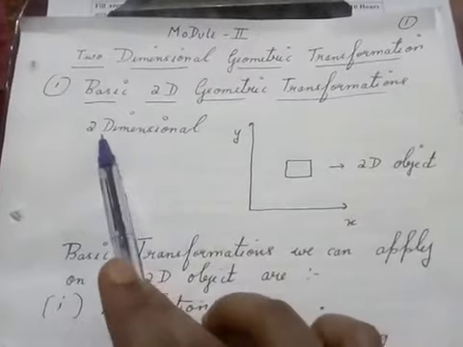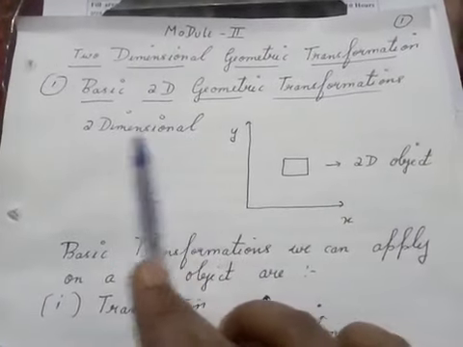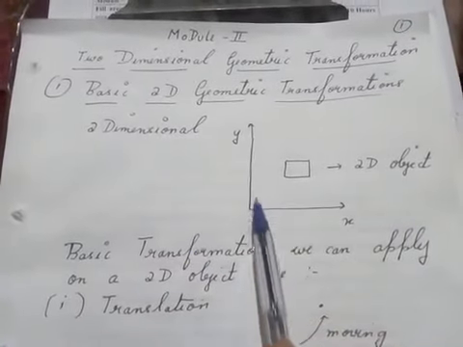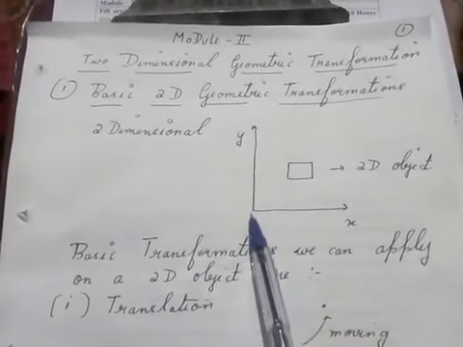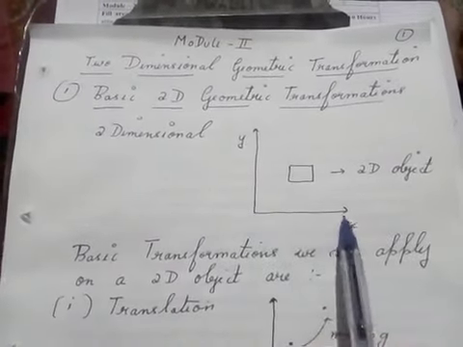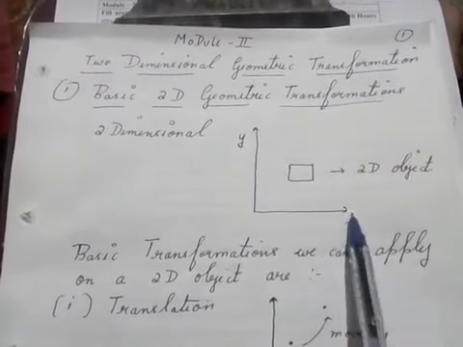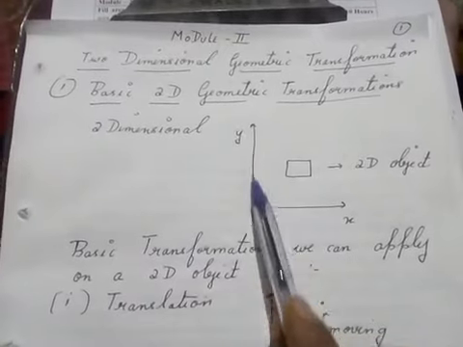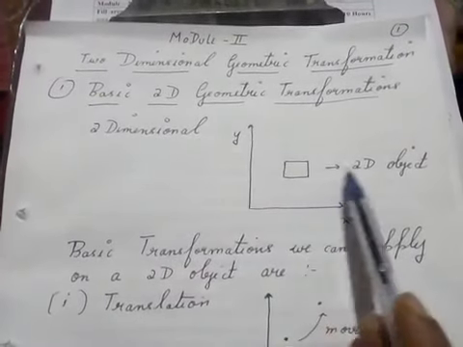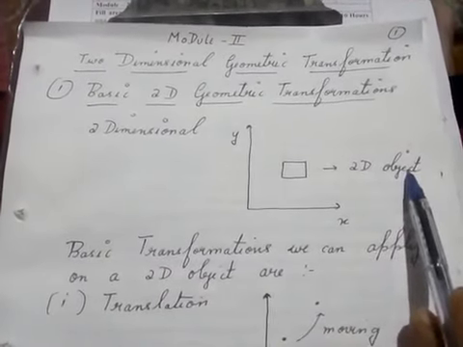So we all know what two-dimensional is. Two-dimensional is the one which will have only two axes. This is the x-axis and this is the y-axis. Anything that has two axes is known as two-dimensional, and the object that is placed in this two-dimensional space is known as a two-dimensional object.